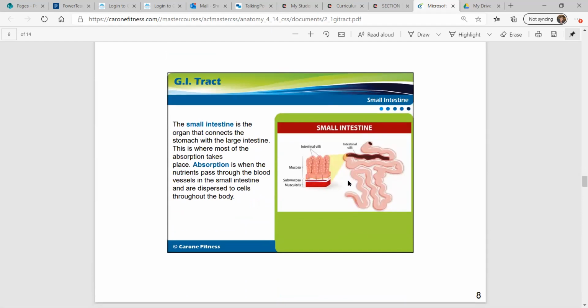The small intestine is the organ that connects the stomach with the large intestine. This is where most of the absorption takes place. Absorption is when the nutrients pass through the blood vessels in the small intestine and then are dispersed to cells throughout the body. You can see the small intestine right here and the mucosa, submucosa, muscularis layers to it.